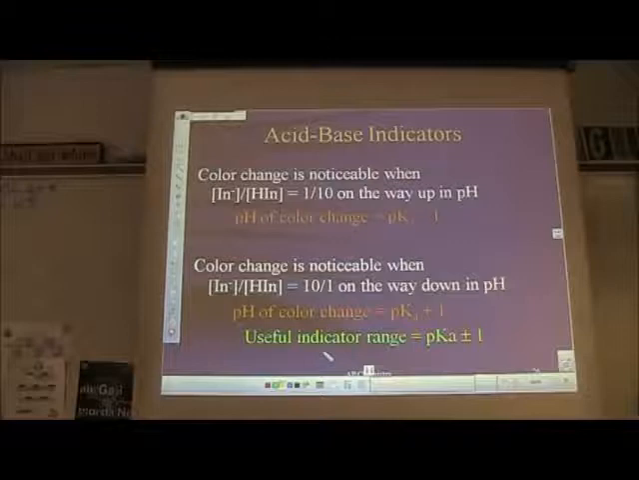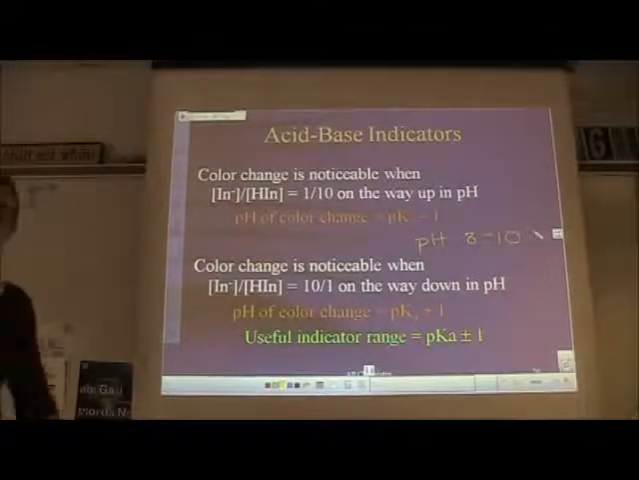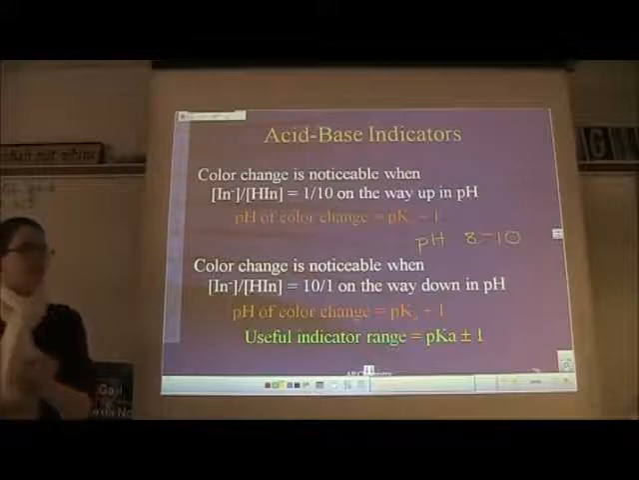Indicators have what is called a useful range. pKa plus or minus 1. For my example of phenolphthalein, 9 plus or minus 1, that means from a pH of 8 to 10.